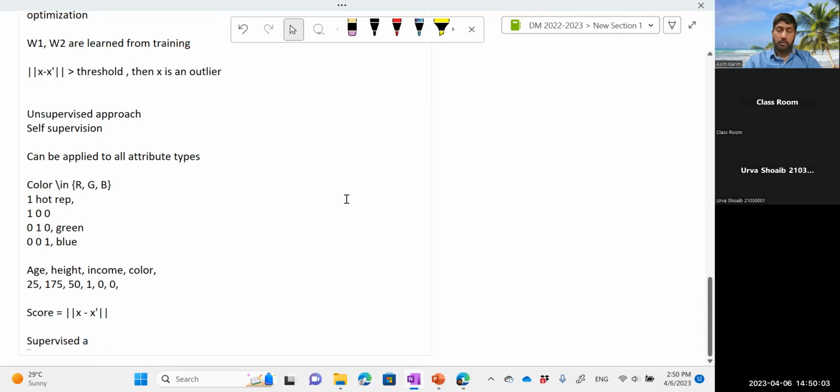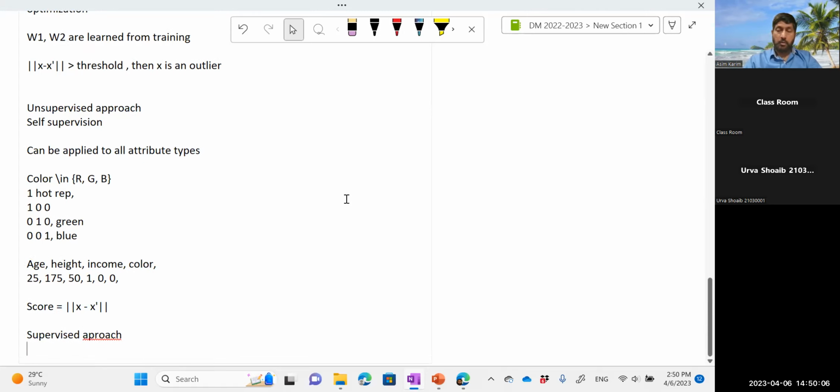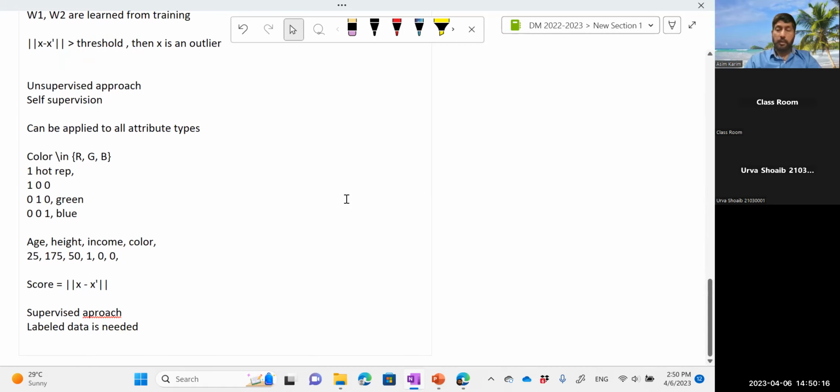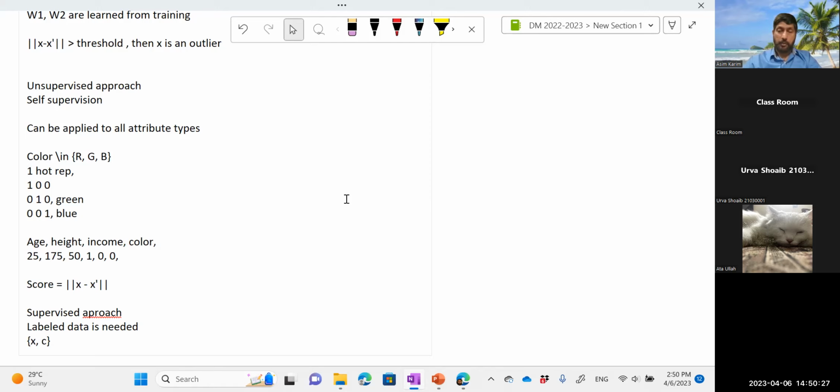Okay. So in supervised approach, you need label data. Okay. So what do I mean by label data? You need to have some data that you have labeled already. So meaning that के आपके पास x है और class है हर object की, for some number of objects.